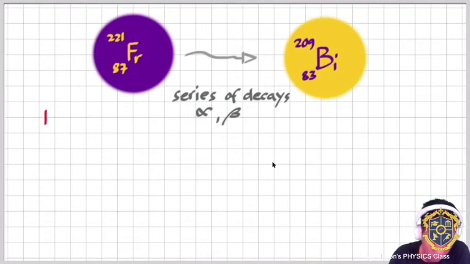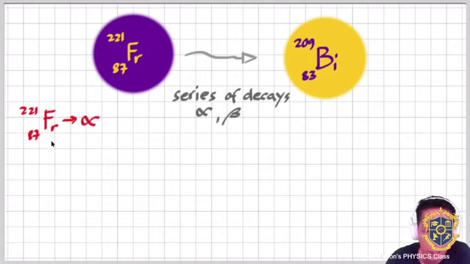Maybe we start with this, the francium 221, with 87 as its atomic number, or proton number. If it undergoes an alpha decay, this one will change into 221 minus 4, because an alpha has a nucleon number of 4. So this one here is going to be 85 and this one is 217.